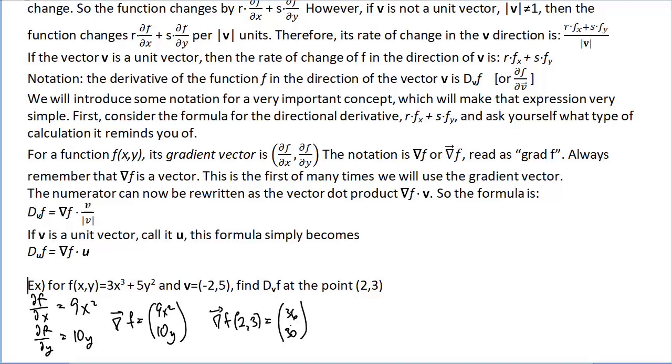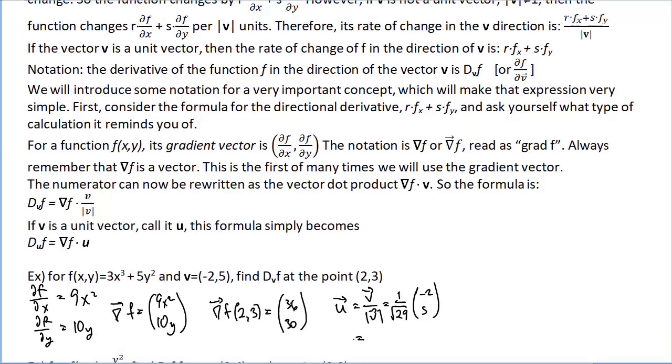So now we also need a unit vector. So our unit vector, u, is just going to be v over the magnitude of v. So the magnitude of v, let me pull that out. You can see for negative 2, 5, that's just going to be 2 squared plus 5 squared, which is 29. So 1 over rad 29 times the original vector, which was negative 2, 5. So put that all together. I like to write it as one vector: negative 2 over rad 29, 5 over rad 29.